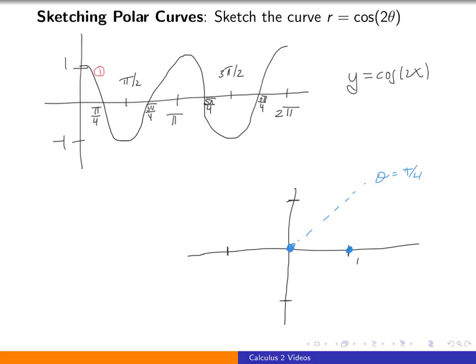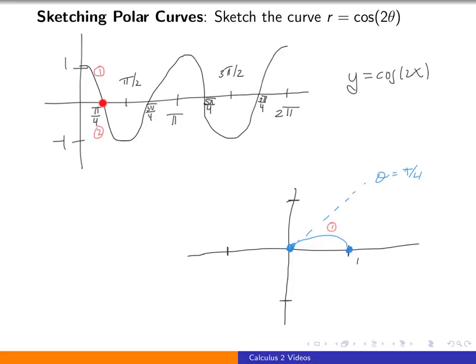I'm going to think of this as the first portion of the polar curve I'm going to sketch. As our theta value varies from 0 to pi over 4, the r shrinks from 1 to 0. So as we rotate around, that r value shrinks down from 1 to 0. So this corresponds to the first portion. Now let's look at what's happening between pi over 4 and pi over 2.